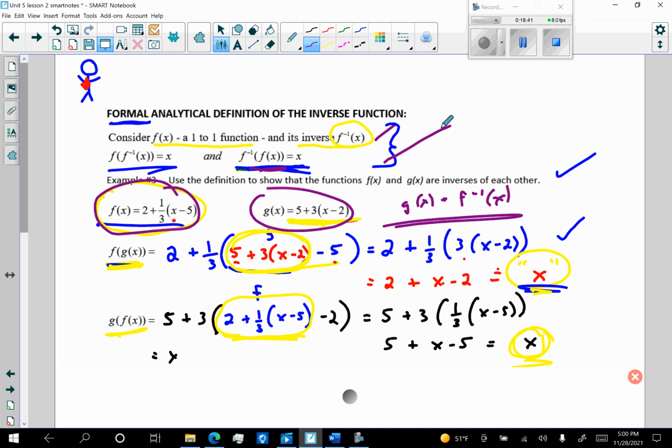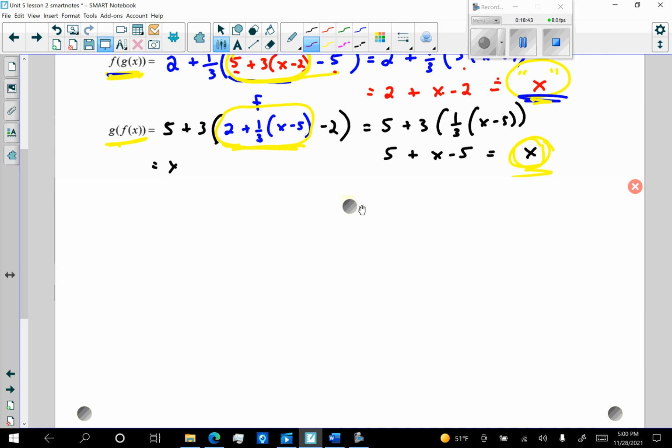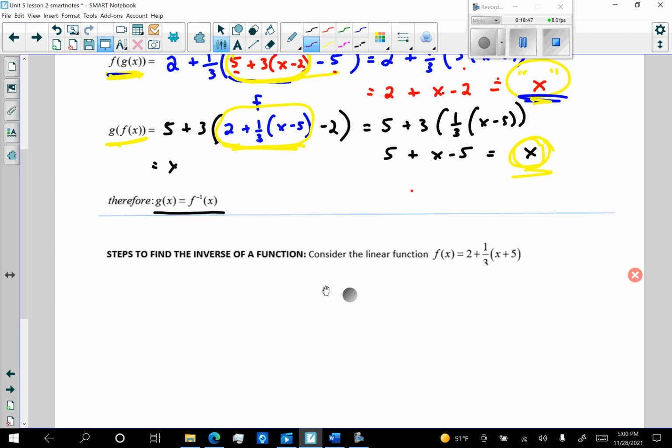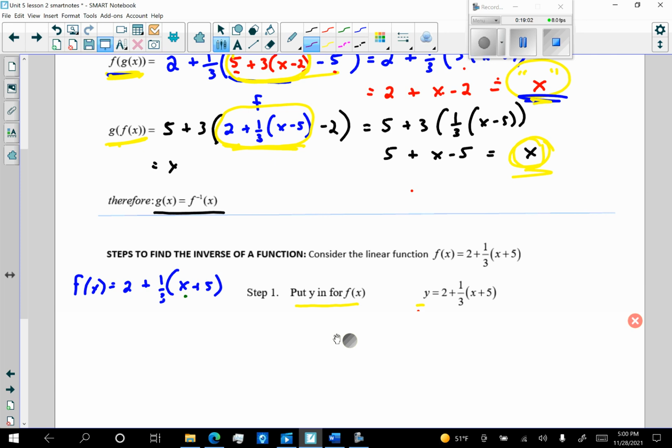Okay. The last thing we're going to do in this video is find the inverse of a linear function. And we have to be very careful. We're going to do a lot of this, and I'm going to give you the nice steps to find the inverse. So here we go. I want to find the inverse of this guy right here.